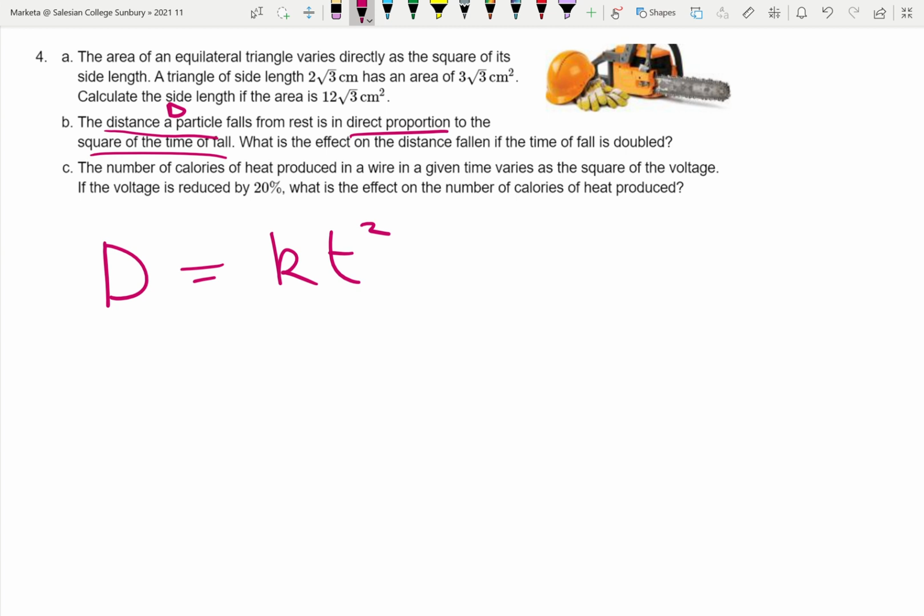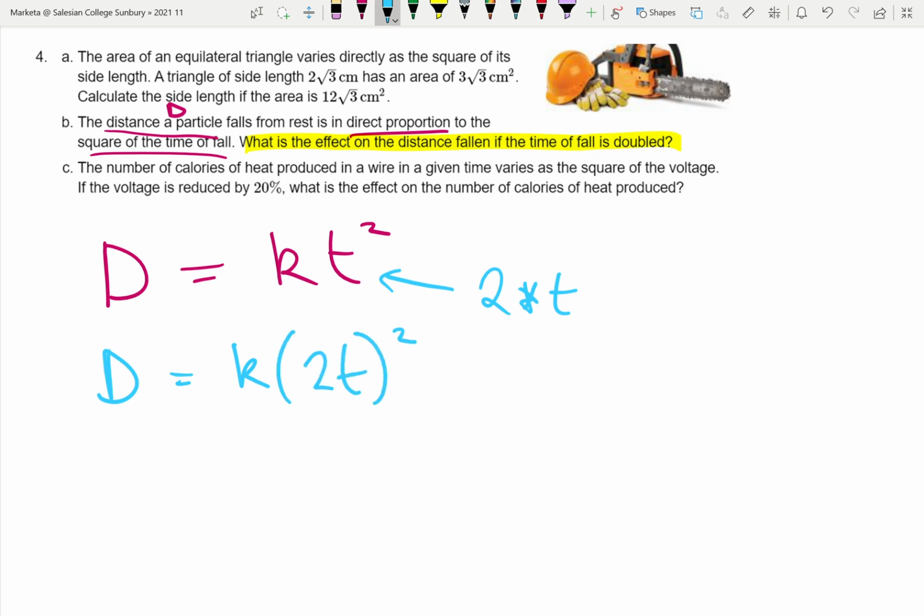Okay, so usually they give us some values, so we work out k, and then we can solve for time or distance there, but they don't do that this time. They're saying what is the effect on the distance fallen if the time of the fall is doubled. Okay, so there's no solving for k, we're doubling the time of the fall. So double something, you times it by 2. So we're going to get d equals k 2t squared. And now, here people are going to get unstuck because they're not going to have brackets and they're not going to square the 2. So all that is squared.